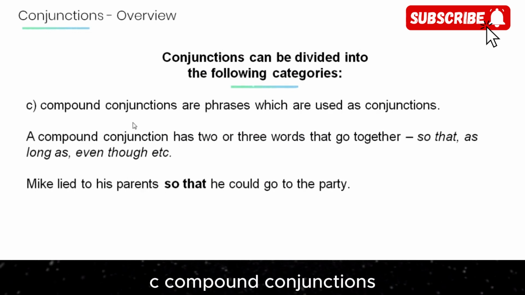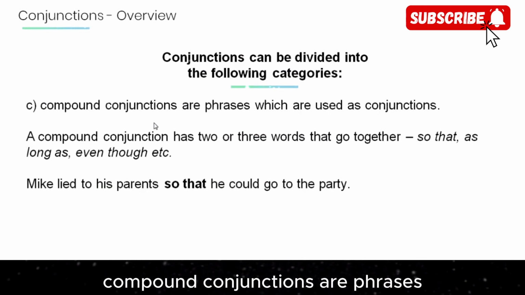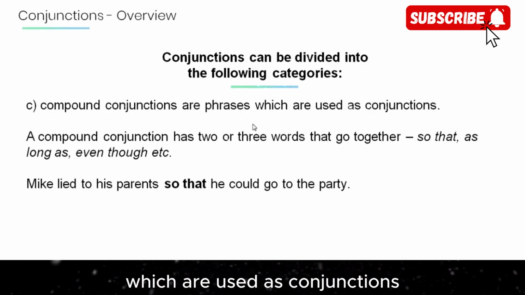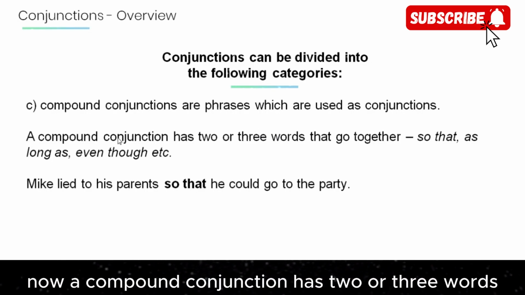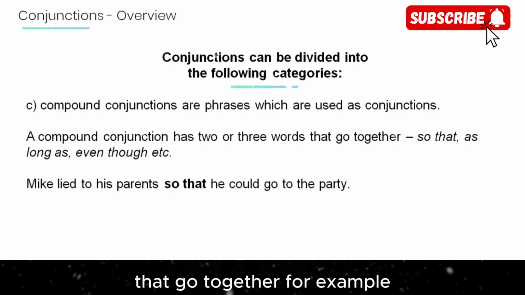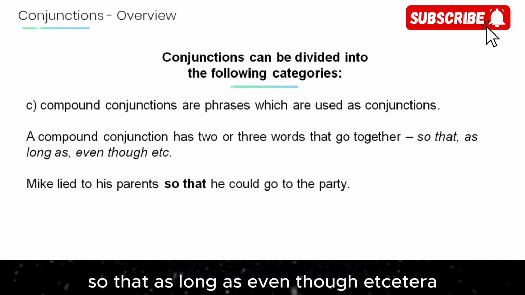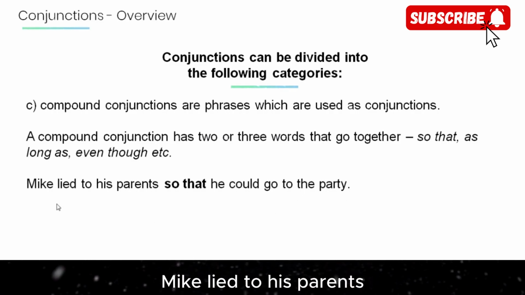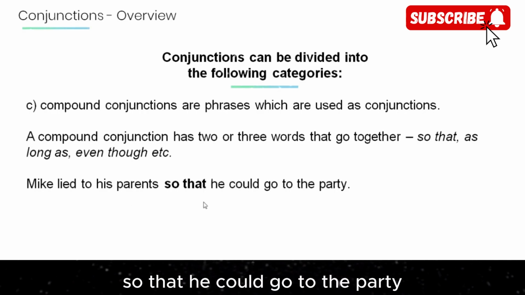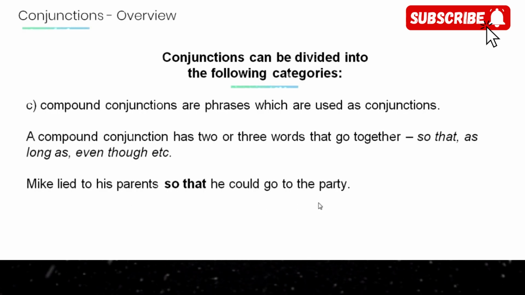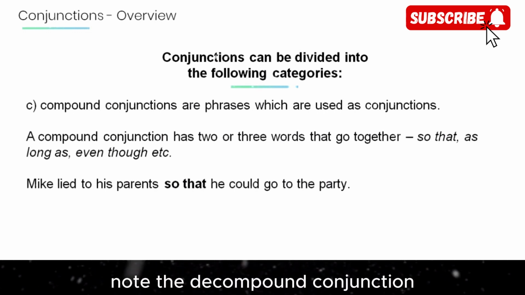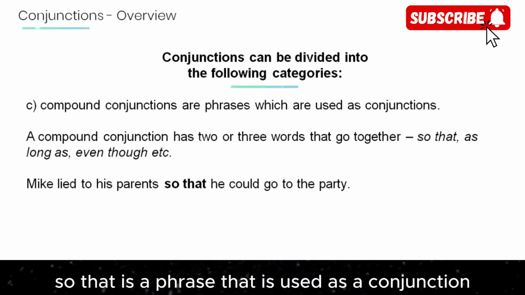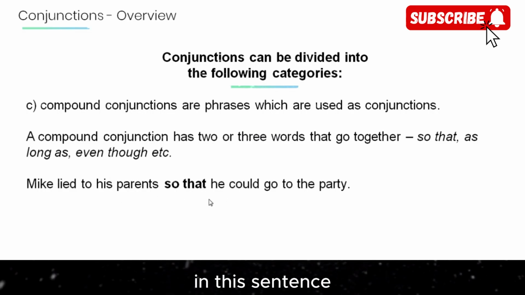C. Compound conjunctions. Compound conjunctions are phrases which are used as conjunctions. Now, a compound conjunction has two or three words that go together. For example, so that, as long as, even though, etc. Have a look at the example below. Mike lied to his parents so that he could go to the party. Note that the compound conjunction so that is a phrase that is used as a conjunction in this sentence.